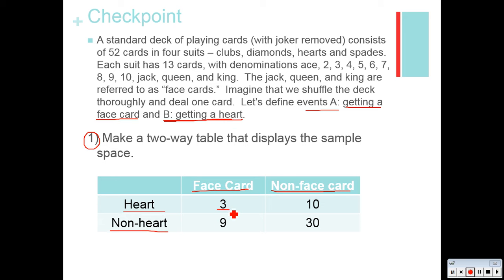So there are 3 hearts that are face cards. There are 10 that are not, for a total of 13 cards there. And then I have the non-hearts. That would be the diamonds, clubs, and spades: 9 that are face cards, 30 that are not. So this would be a total of 39 here. So that's the two-way table.